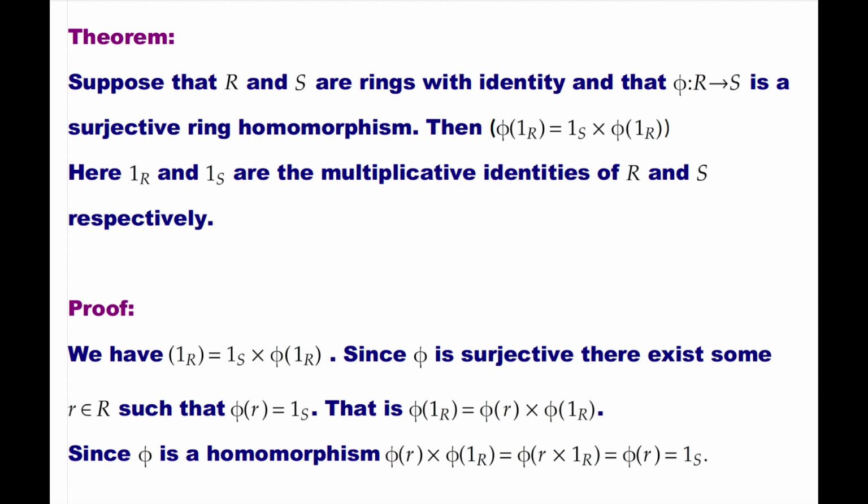Proof of the theorem is, we have 1_R = 1_S · φ(1_R). Since φ is surjective, there exists some r in R such that φ(r) = 1_S. That is, φ(1_R) = φ(r)·φ(1_R). Since φ is a homomorphism, φ(r)·φ(1_R) = φ(r·1_R). That is equal to φ(r), that is equal to 1_S.